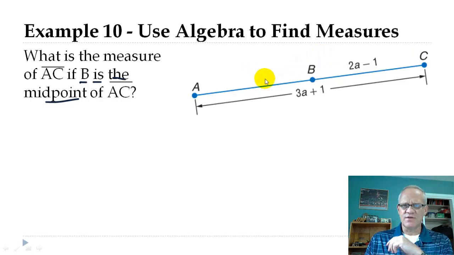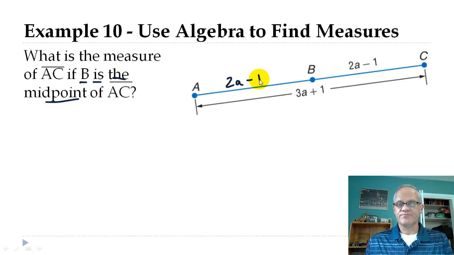Well, this time I don't have anything I can add to 2A plus 1. How could I add something together? There's nothing there. If they're equal to each other and BC is 2A minus 1, wouldn't AB also be 2A minus 1? Wouldn't it be the same thing? Doesn't that make sense? Sure.